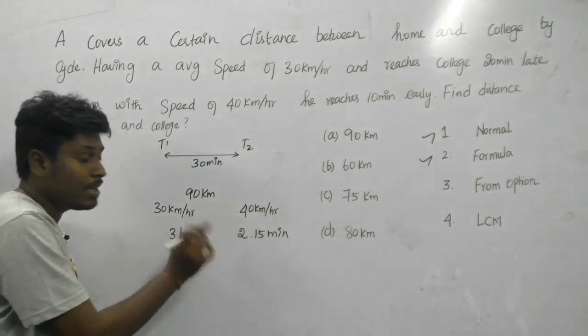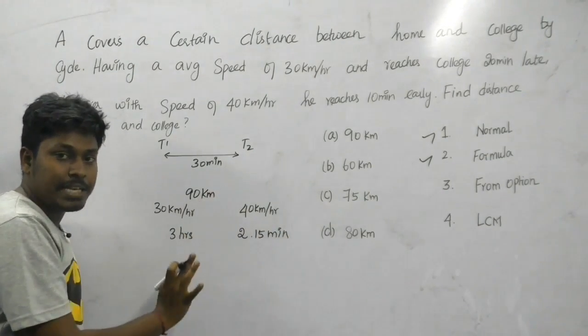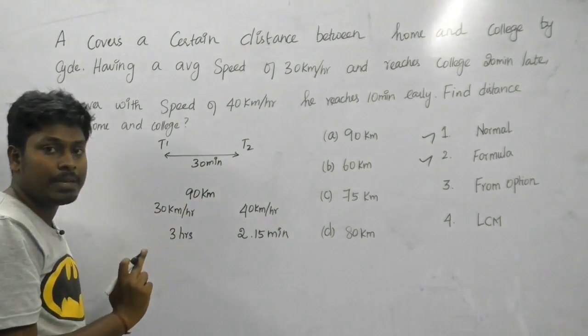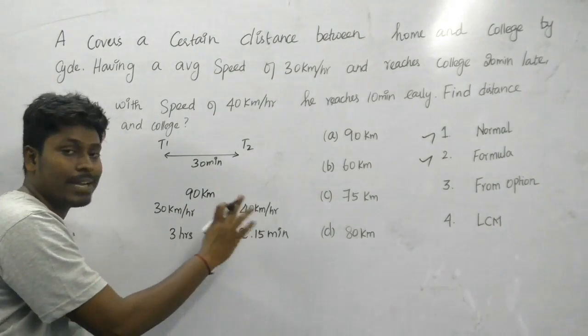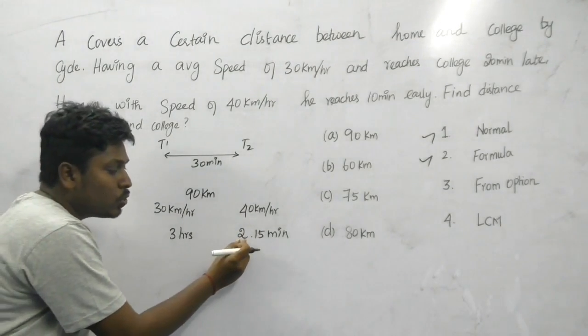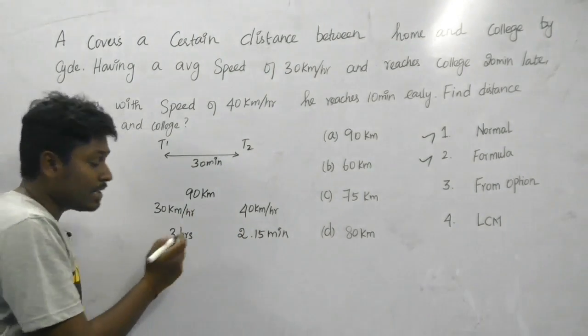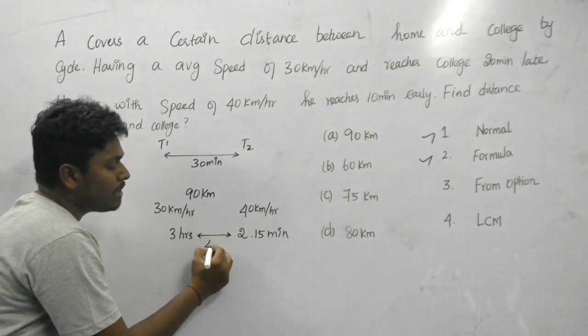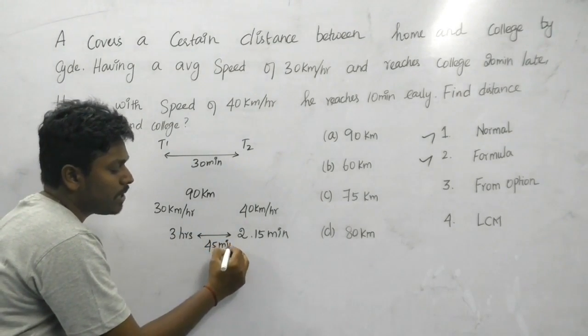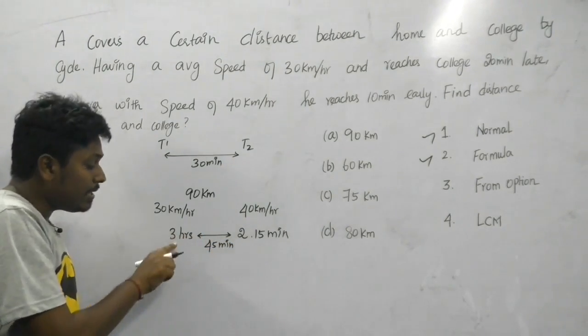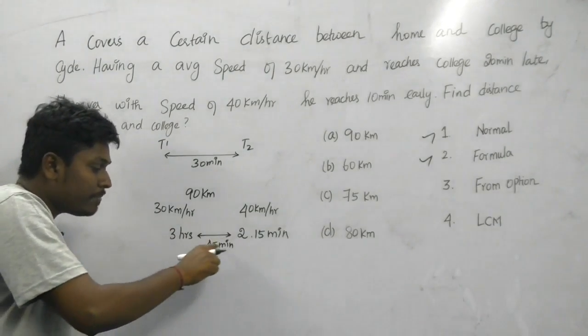So it takes 15 minutes. Understood how I wrote this? So 40 kilometers, 2 hours 80 kilometers, remaining will be 10 kilometers, 1 hour 40, half an hour 20, 15 minutes 10. So 2 hours 15 minutes. Here 3 hours. So the difference between both the timings will be 45 minutes. Right or wrong? 2:15 he reaches, 3 hours. So the difference between both the times will be 45 minutes.